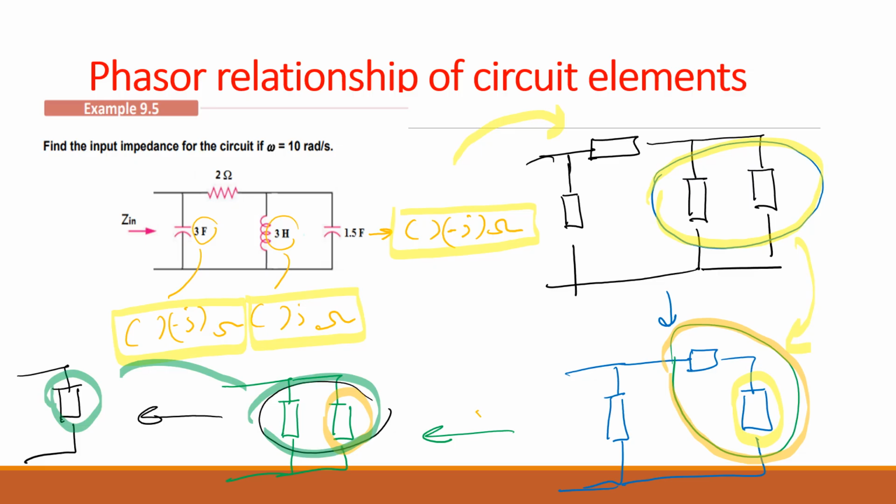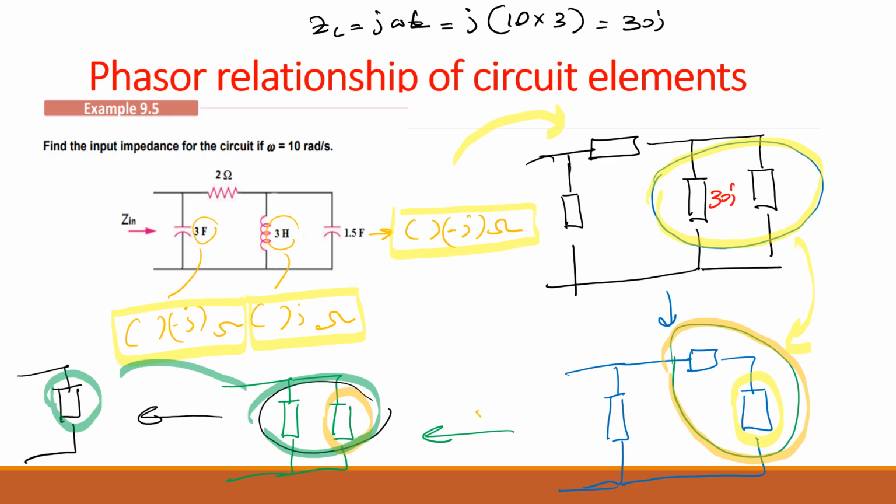If you want to do the inductor, how do we make it to impedance? jωL. J is the complex j, you have to keep it. So omega is 10 and L is what? L is 3, isn't it? So this will be 30j. Am I right? So this is 30j. You all get 30j for this.